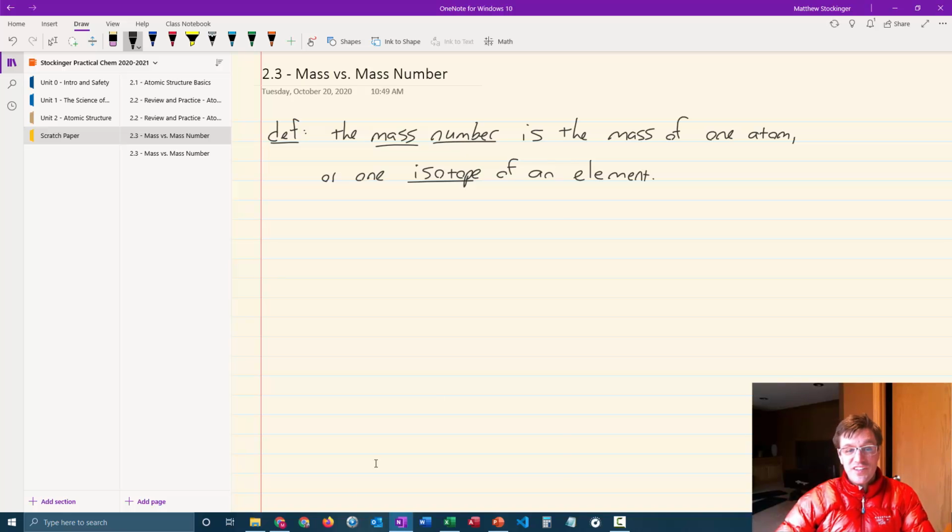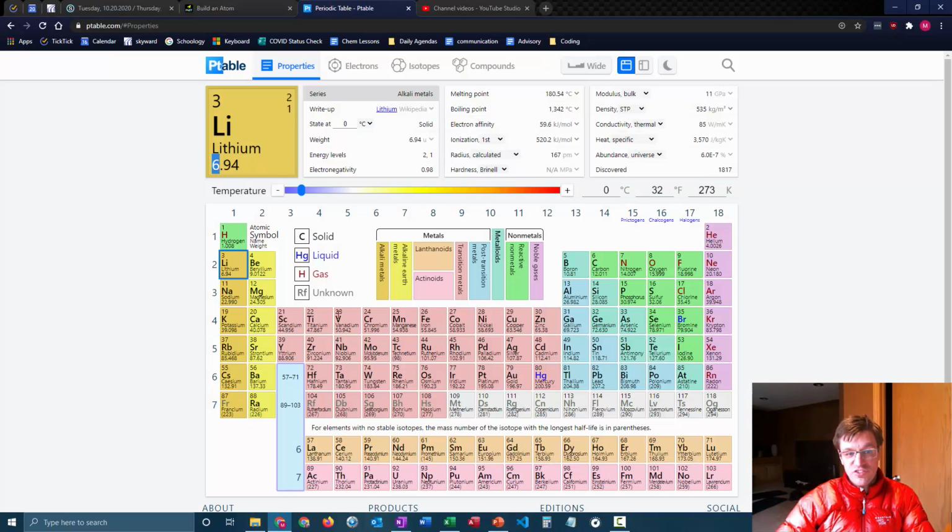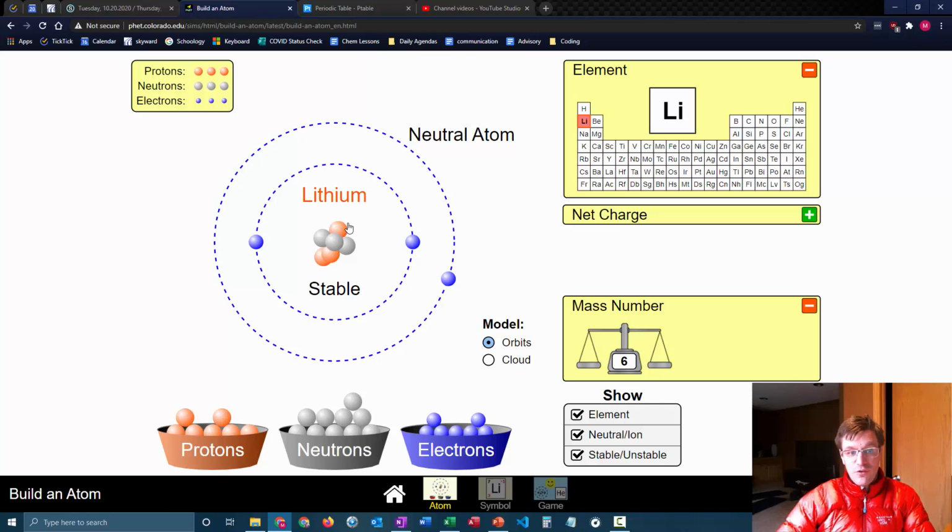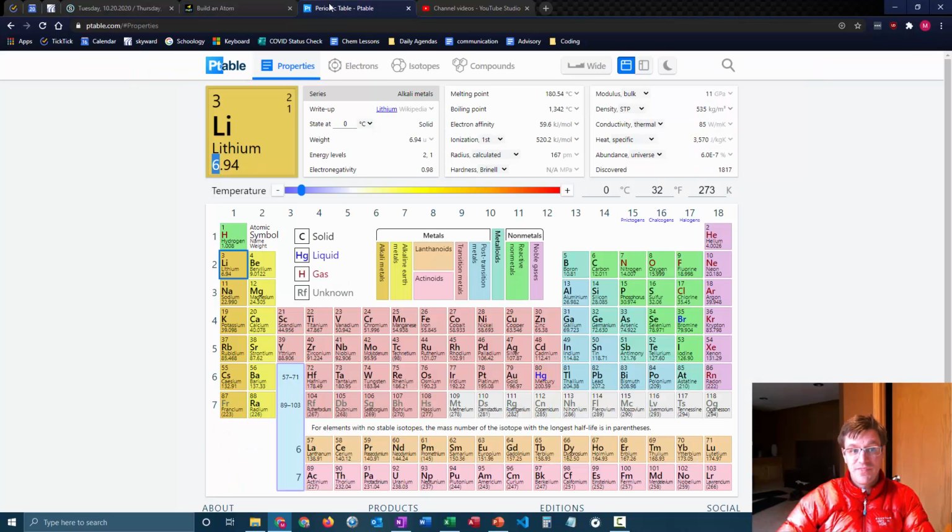The isotopes, that's the different flavors. It's just a fancy word for the different types of lithium, because there's this lithium out there with a mass number of 6 that only has 3 neutrons, but there's also a lot of lithium in the world that has 4 neutrons and a mass number of 7. These are the 2 different isotopes that we see in lithium.